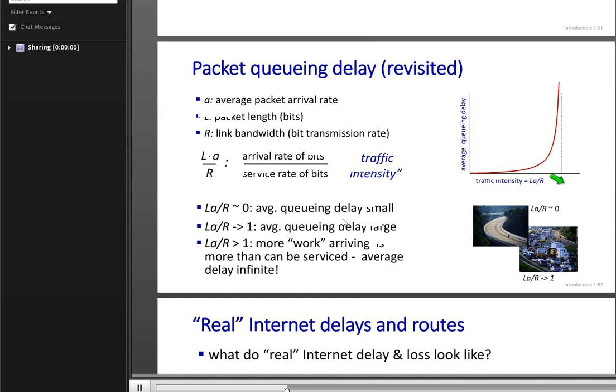This dashed line is for traffic intensity equal to 1. If the traffic intensity is near 0, the queuing delay is near 0. But when it increases to 1, the queuing delay will increase toward infinity. It will increase exponentially.